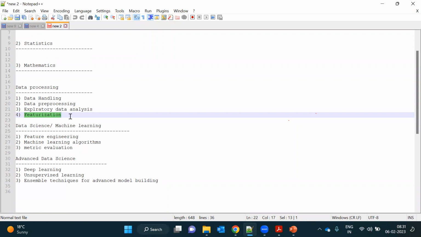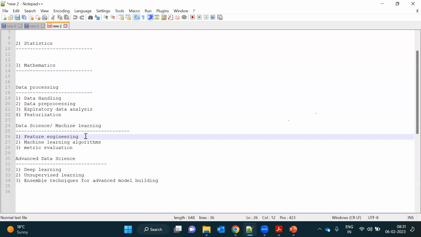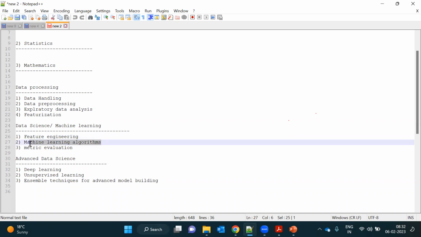Unstructured data is nothing but non-tabular data. Tabular data or Excel data are generally called structured data. Unstructured data is text data, voice data, image data. When you have unstructured data, you will handle it in the featureization section. Once all these things are done, you move to model building. In model building you have feature engineering, where if you want to synthesize any new features, those are created from the available attributes or columns of the data. Then you build the models, and then metric evaluation.